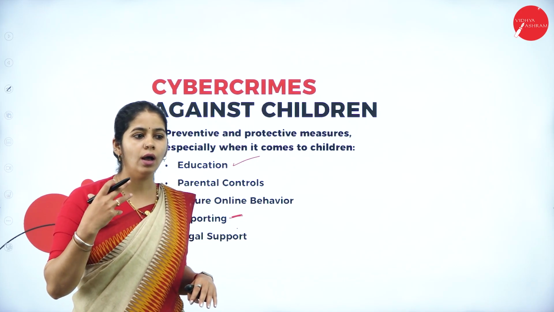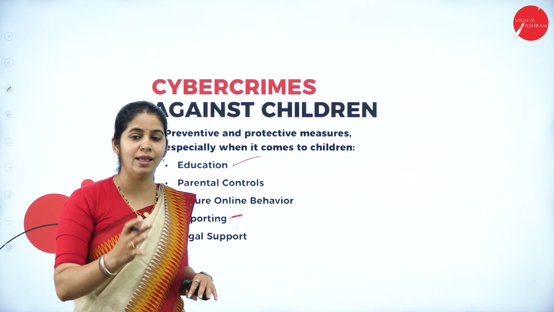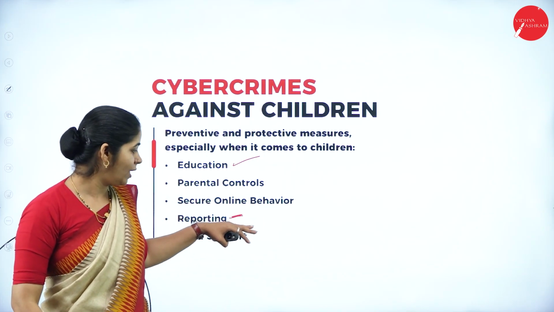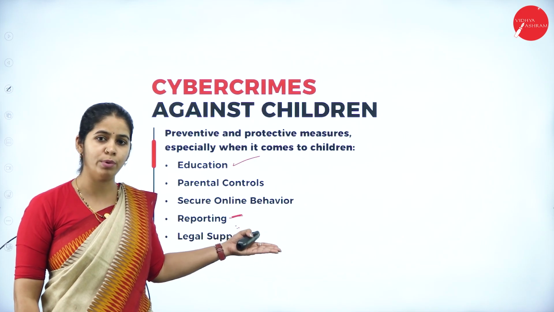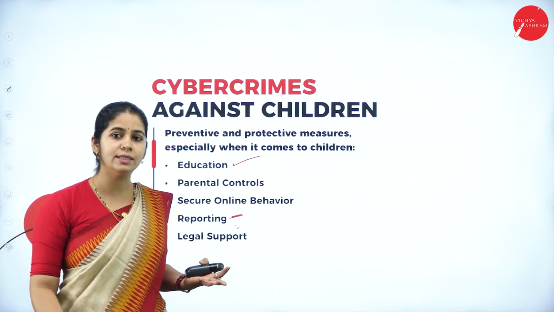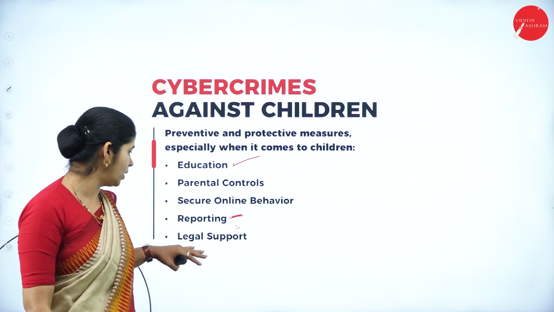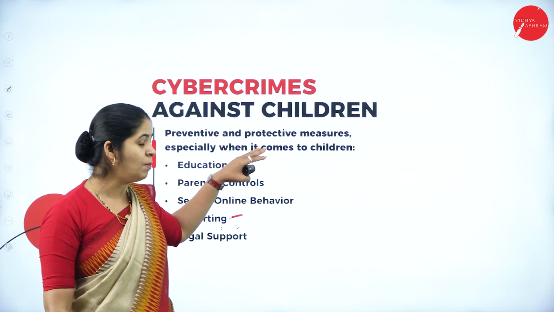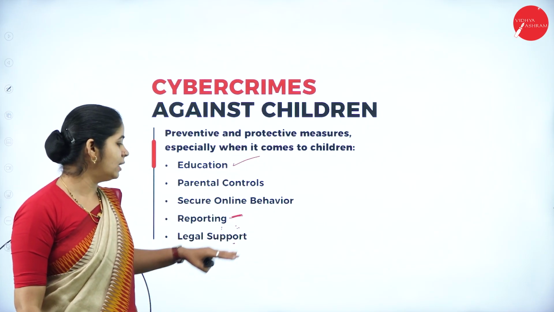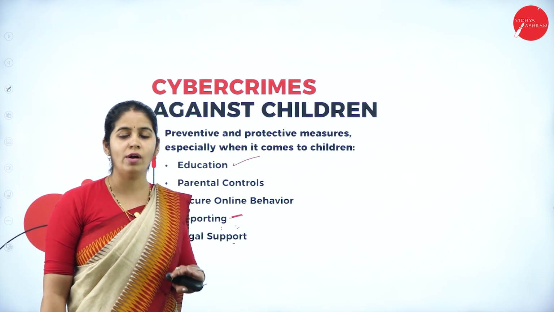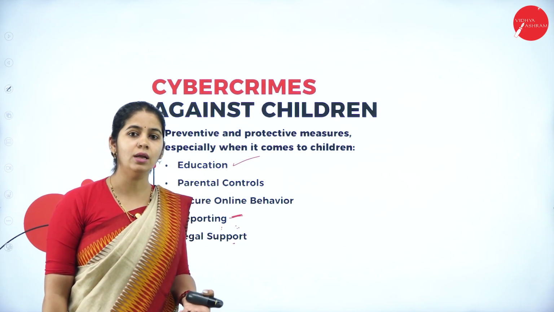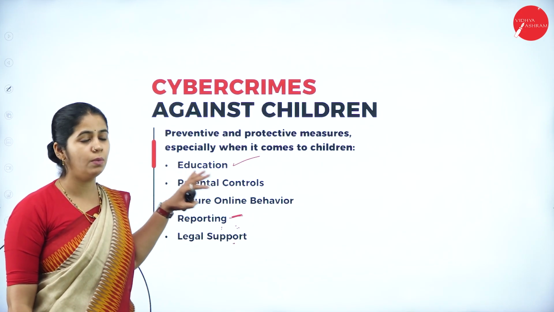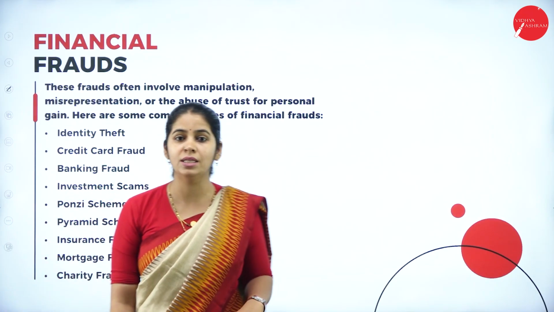You have to convince the child that they are secure with the parents and they can share each and everything with the parents. Only then will they report any such thing that happens to them. If not, they'll simply suffer and keep quiet. If any cybercrime happens against the children, you should get legal support. You should not hesitate to go for legal support. These are some of the preventive or protection measures when it comes to cybercrime against children.